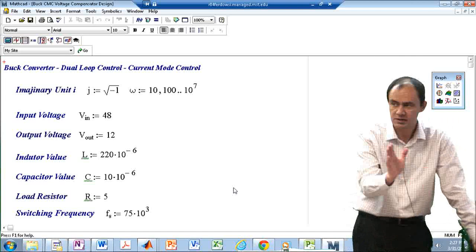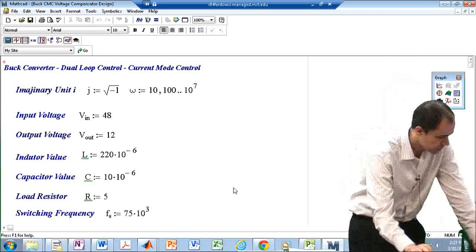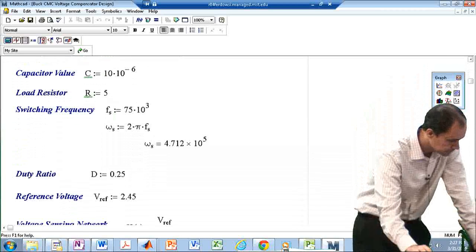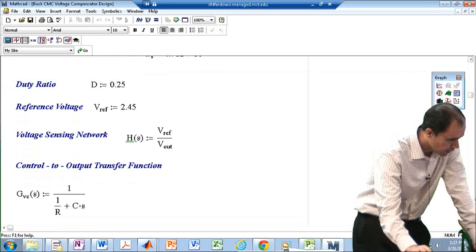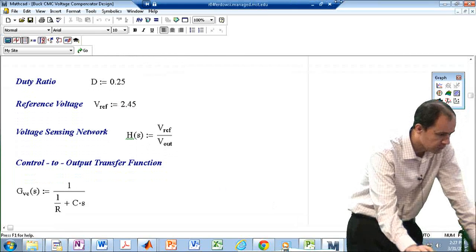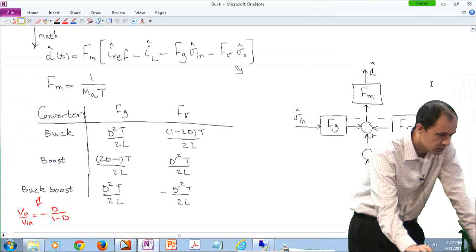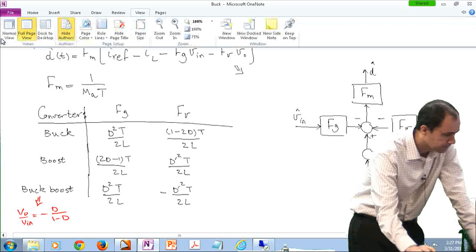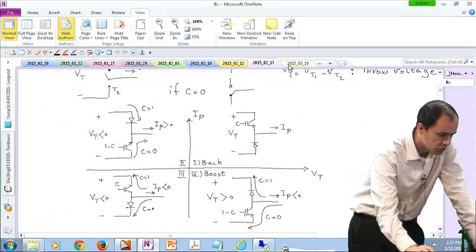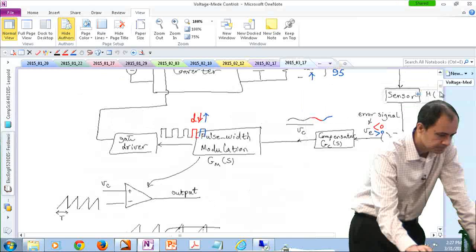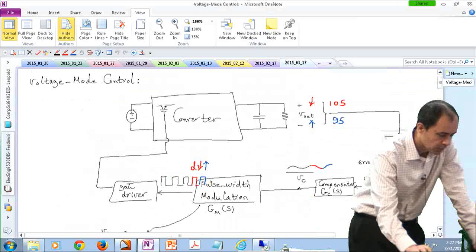So we have, again, the same converter, the same input voltage, the same output voltage. Now here I have assumed that Vref is 2.45, and before we get there, let me also remind you of the whole discussion.